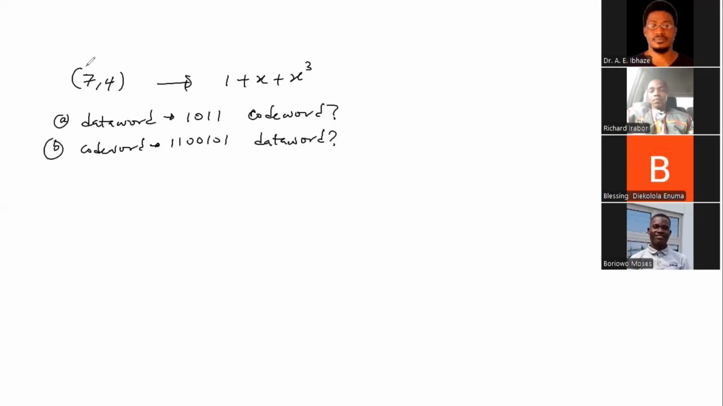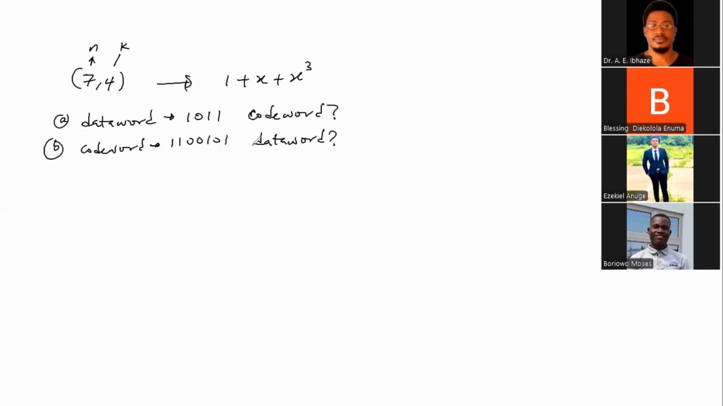For 7-4, it means N is 7 and K is 4. So it means the parity bits here will be 3, isn't it? Yes, sir. Okay, good.